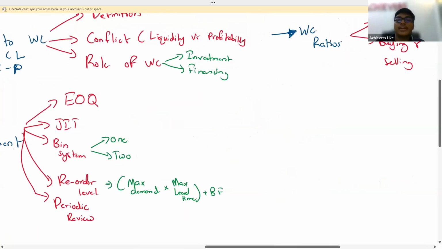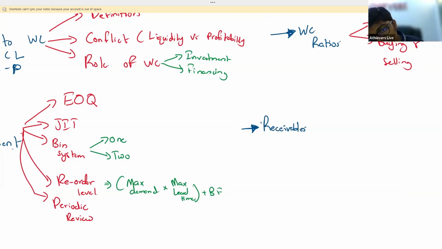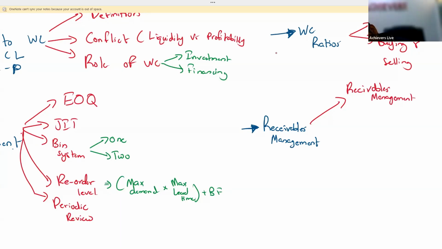Next, we are going to look at receivables management. The first thing which we are going to look at is what? Only thing we are going to look at the receivables management policy. So what is included inside the receivable management policy?